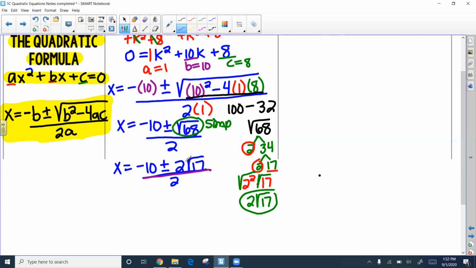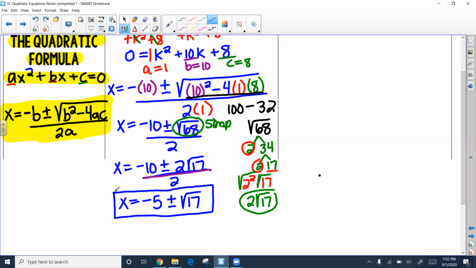In this case, both of these terms in the numerator can divide by 2, so make sure you divide both of them. All right, so here's what our final answer looks like. Right here, I have to divide negative 10 by 2, so that'd be negative 5, plus or minus. I also have to do 2 square root of 17 divided by 2. The 2's divide out to give us a 1 square root of 17. You don't really have to write the 1 though. So we would write our answer as negative 5 plus or minus square root of 17.